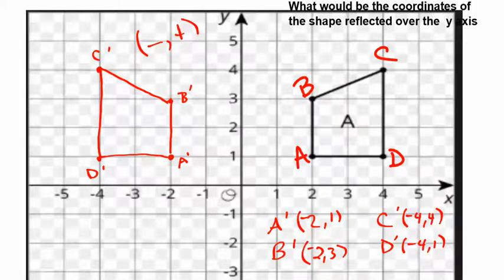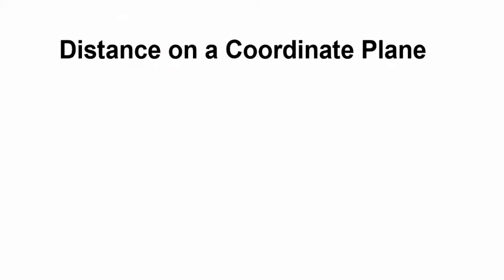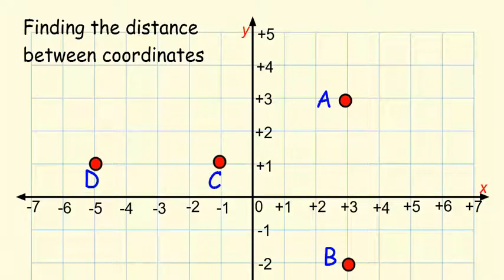All right, so that was a quick review on reflection. So now let's look at finding the distance on a coordinate plane. Not really hard. We're just looking at the distance between. If I wanted to find the distance between these two coordinates, all I'm simply going to do is count. When I count, you've got to make sure that you start here. You do not count here.